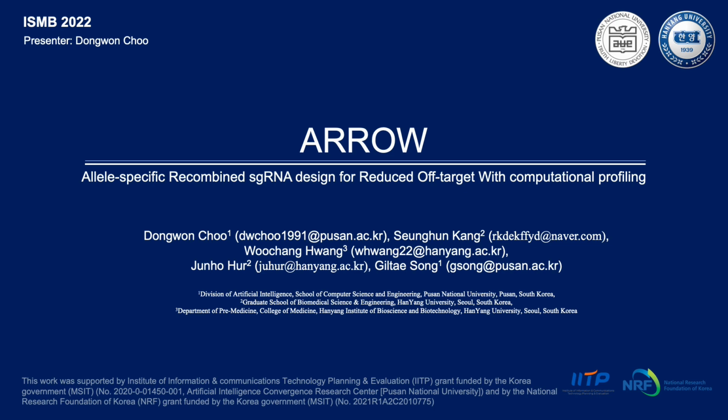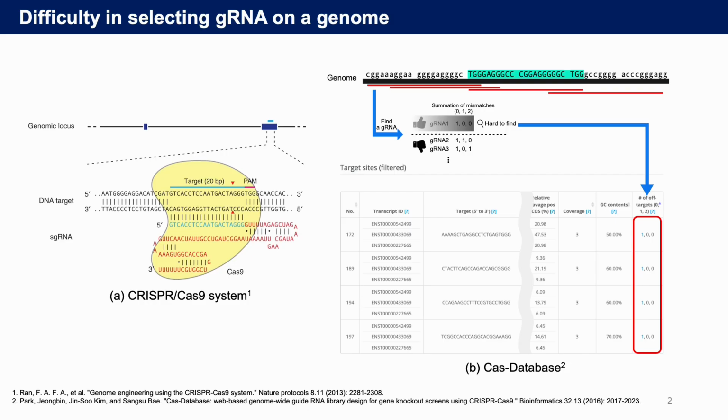Today I'm going to talk about Allele, an allele-specific recombined single guide RNA designed for reduced off-target with computational profiling. Allele-specific genome editing by the CRISPR-Cas9 system is crucial for realizing precise therapeutic treatment for inherited dominant disease.